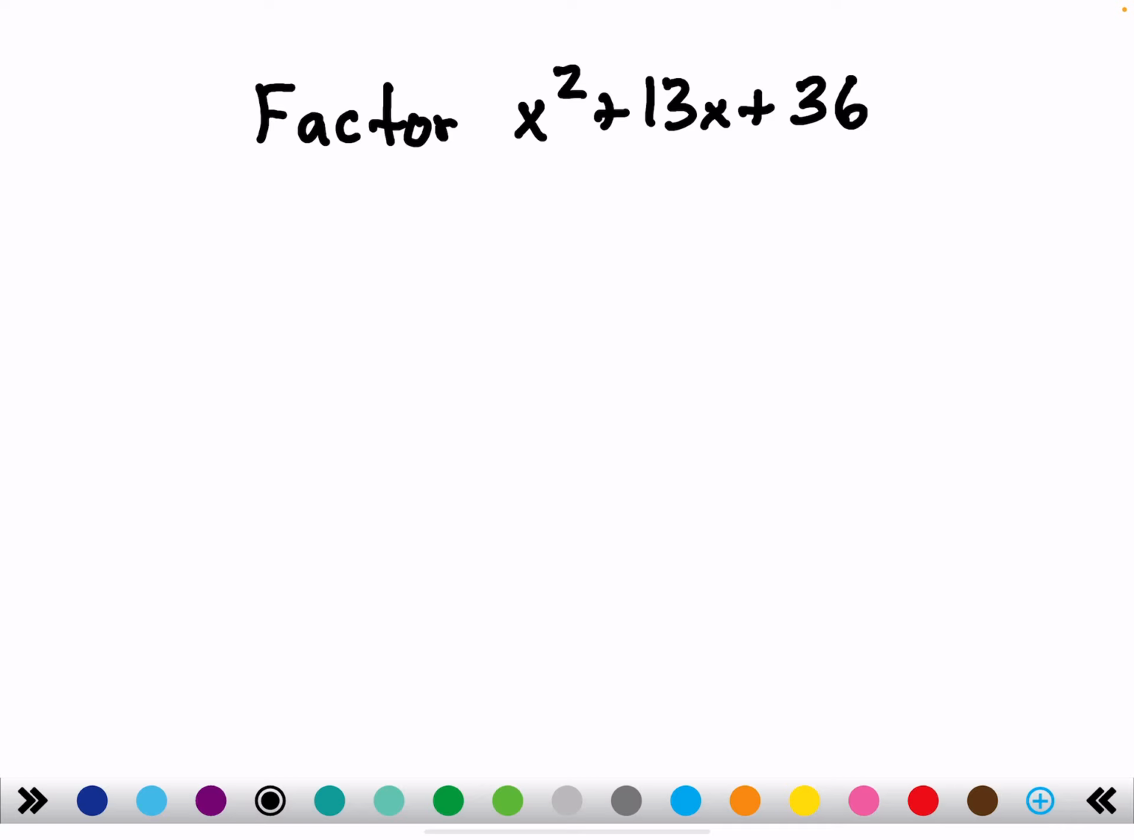Let's factor x squared plus 13x plus 36. Please pause the video and then restart once you have an answer or if you have any questions.